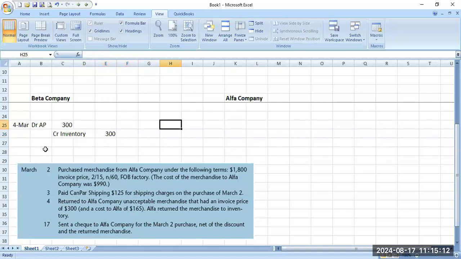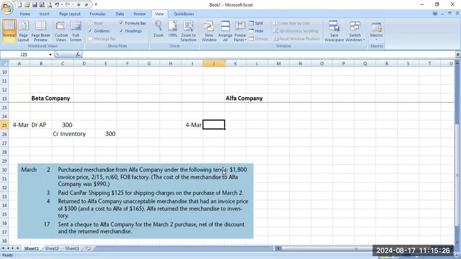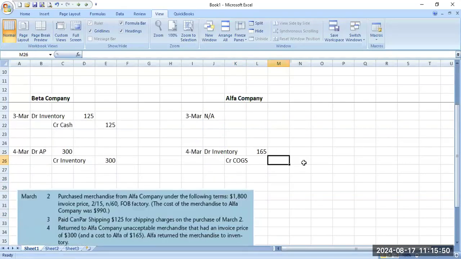Now in Alpha, on the same date, March 4th, they're going to accept that inventory. Let's go with the inventory first. Debit inventory. They have it back in inventory. For them, that inventory costs $165. Now they have to reduce the cost of goods sold. Credit cost of goods sold with the same amount, 165.